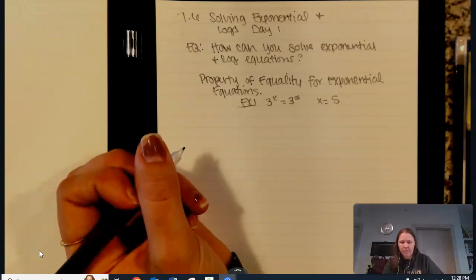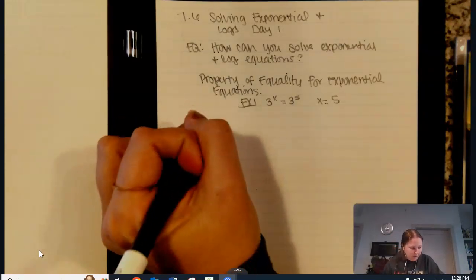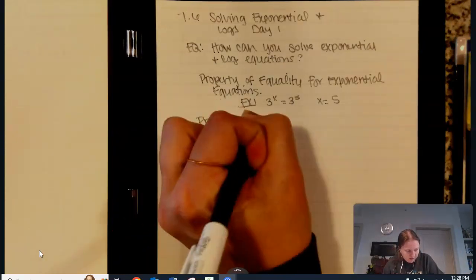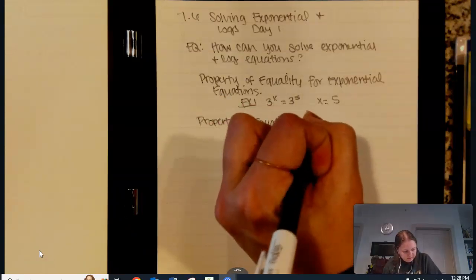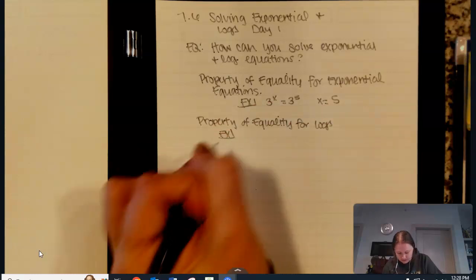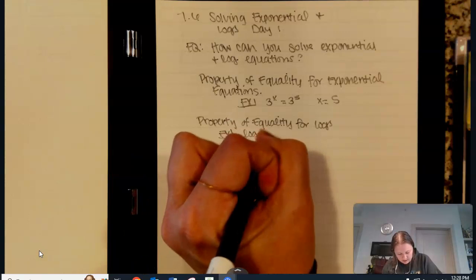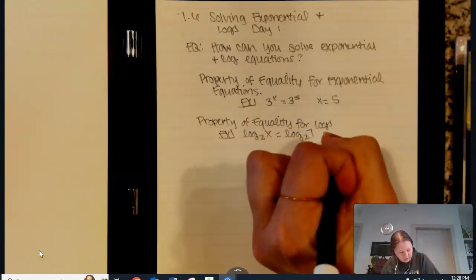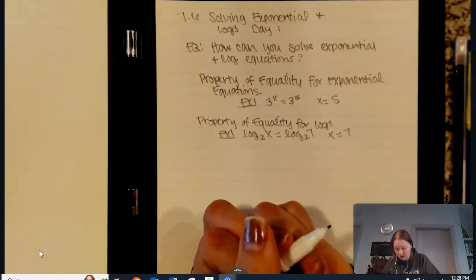It does get more complicated than that because of course it does, it's math. But we'll just start with that. And then there's the property of equality for logs, which states somewhat the same thing. So if log base 2 of x is equal to log base 2 of 7, then x equals 7. Great.